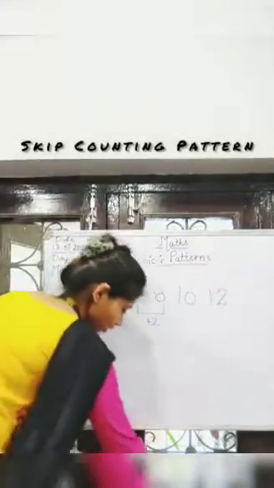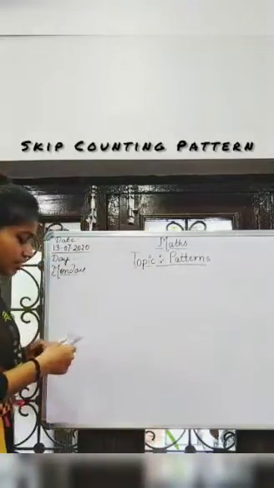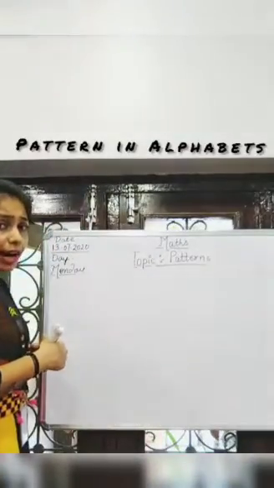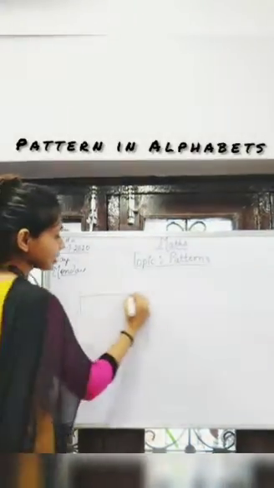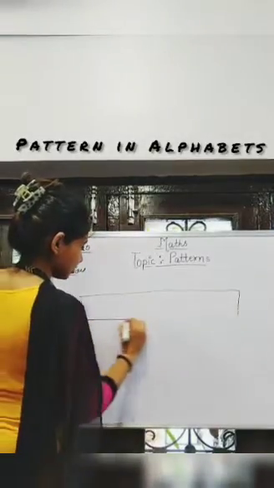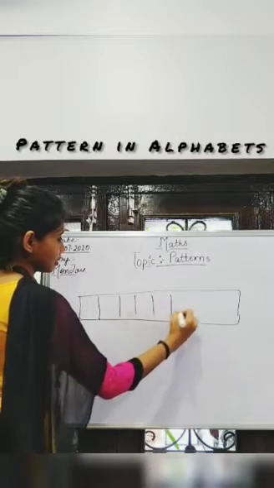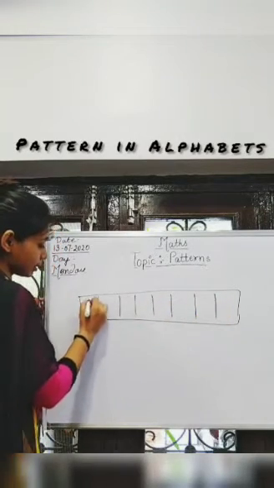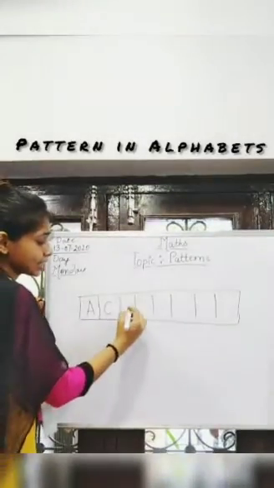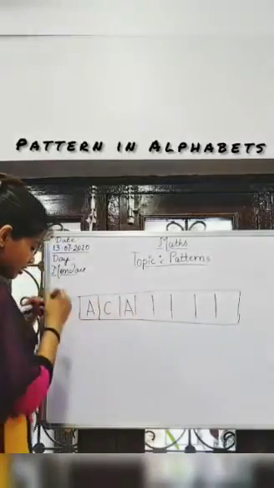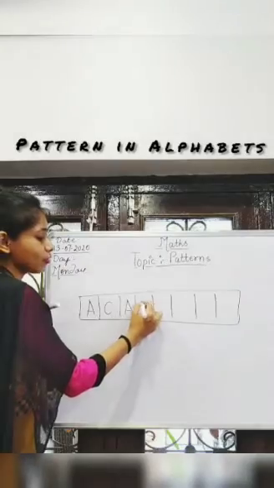Okay kids? Now our next is the alphabet pattern. You can find patterns in alphabets also. Okay kids? Now I have one scale, and on that scale I have two alphabets: A, C. Here A, C, and the next one is A. What will be the next one? A, C, A. Then the next one will be C.